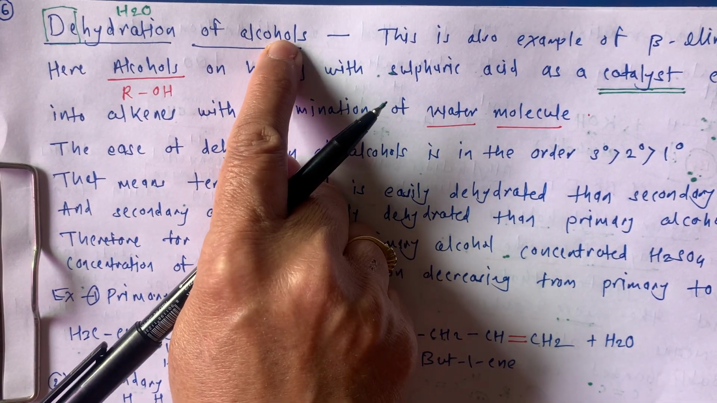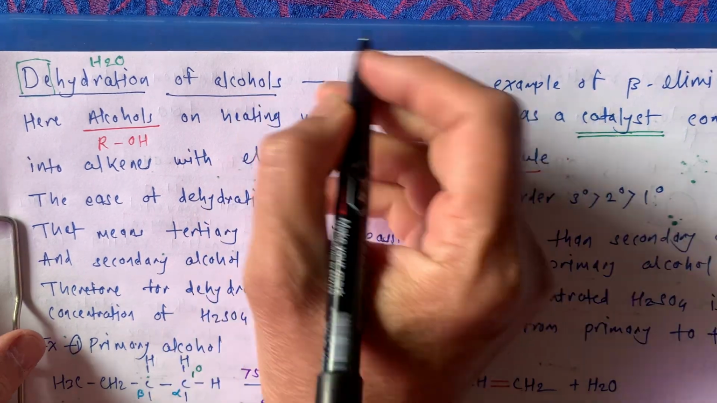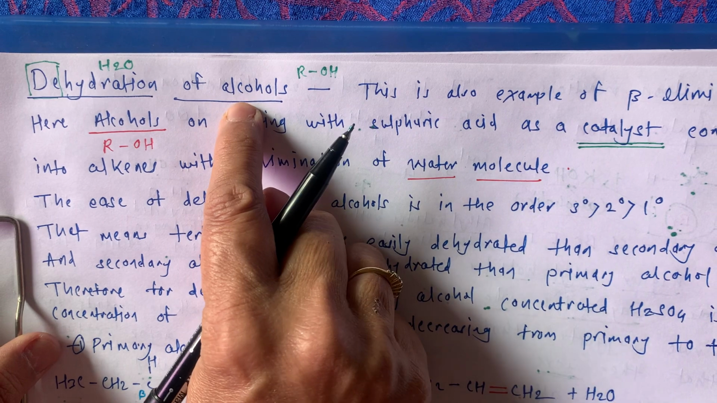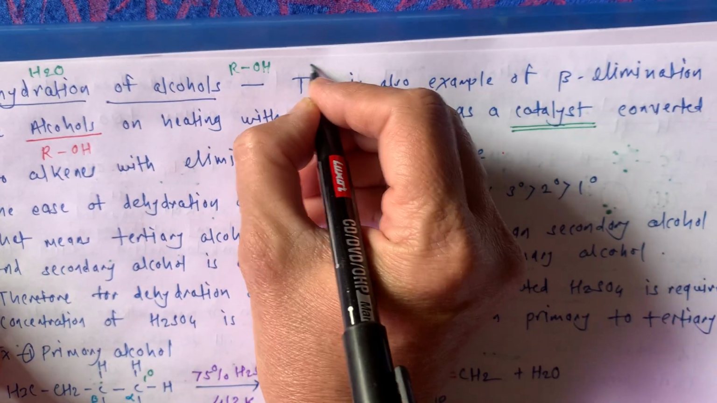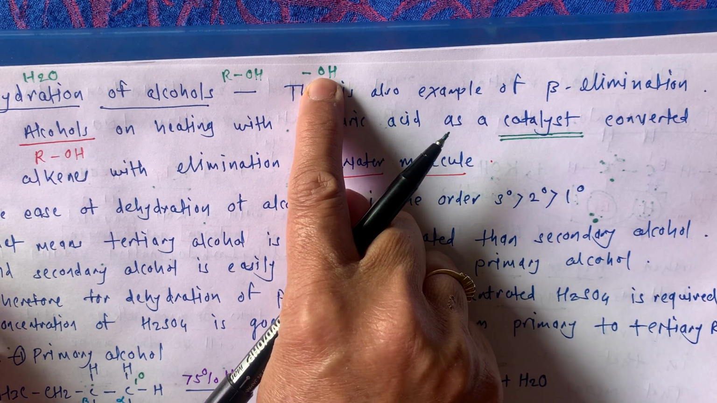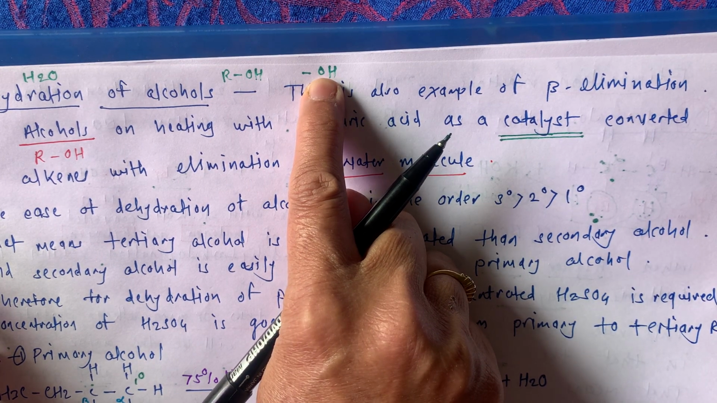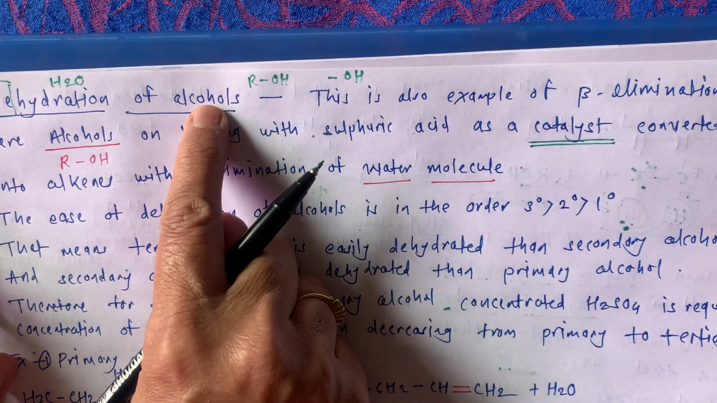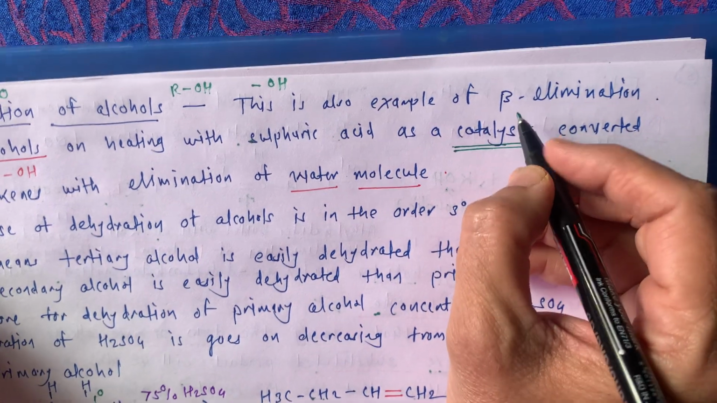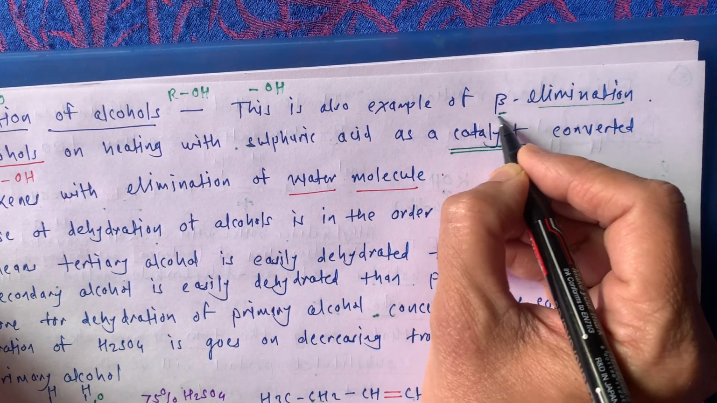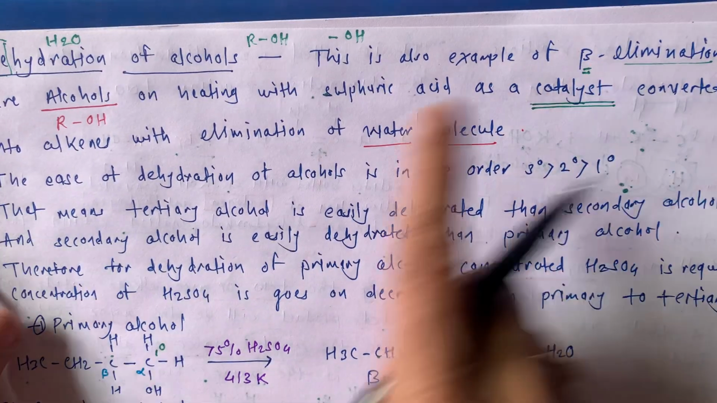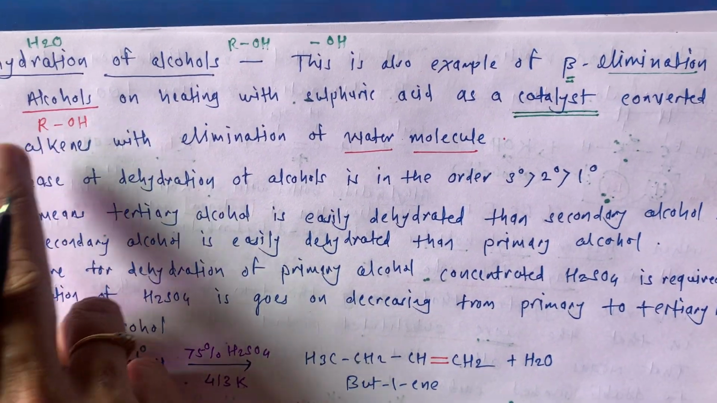What are alcohols? We studied in functional groups. When to the alkyl group there is an OH attached, then that is our alcohol. So hydroxy is the alcoholic functional group, which, attached to R, becomes alcohol. Okay. And as I told you, this is also an example of elimination, and that elimination is nothing but beta elimination.